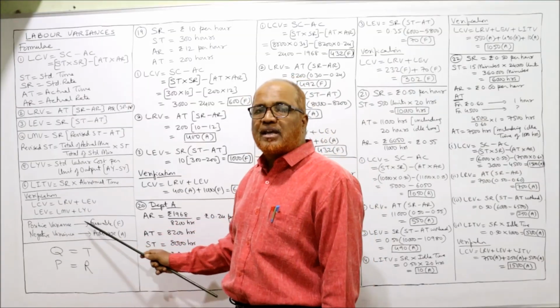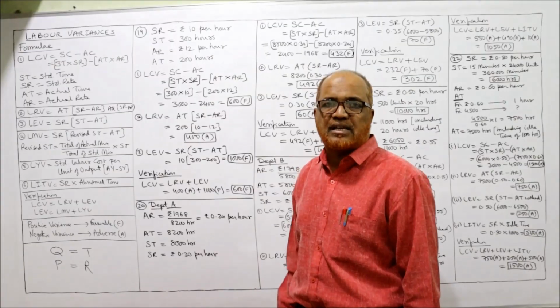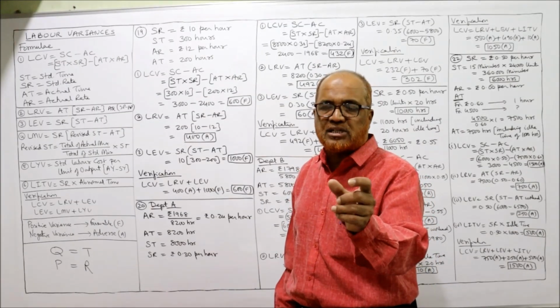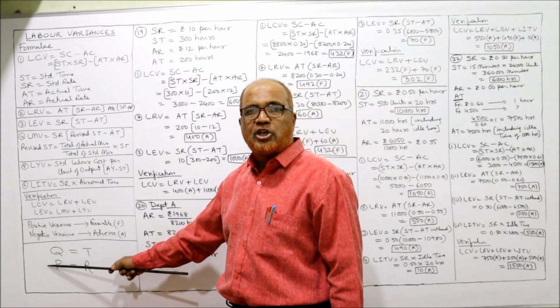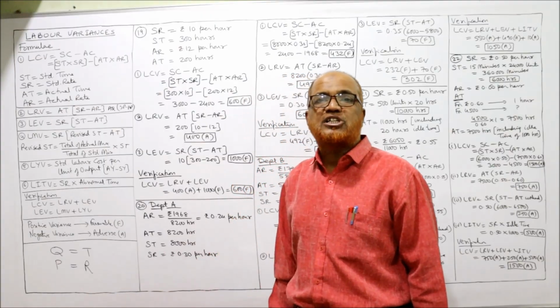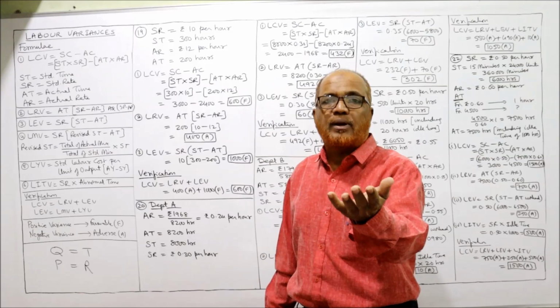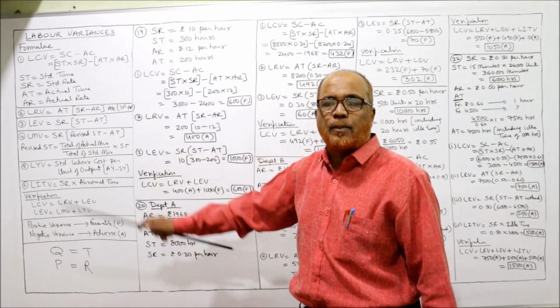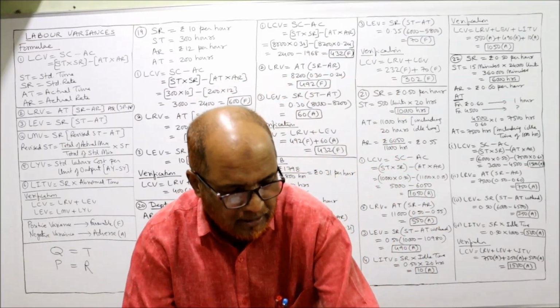Positive variance, if you get, that is favorable. Negative variance, if you get, that is adverse, A. So see whether you are getting positive variance or negative variance. Then simply you have to remember Q. In place of Q, I am substituting T. In place of P, I am substituting R. In this way, easily we can transform the formulas of material variances into labor variances. That's it. Now I am going to start the problems on labor variances.